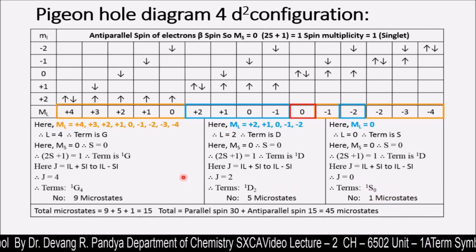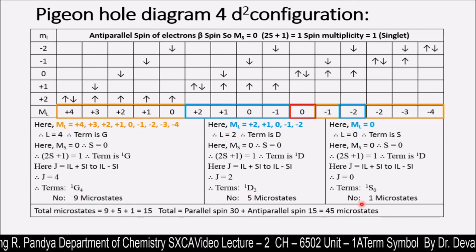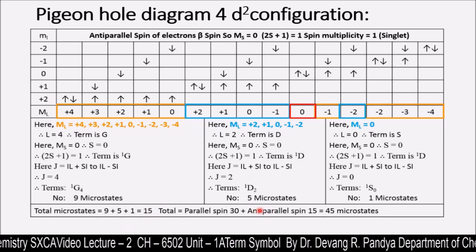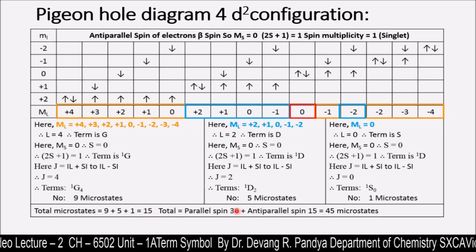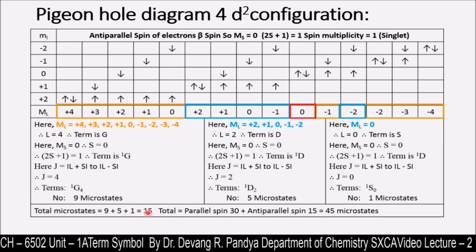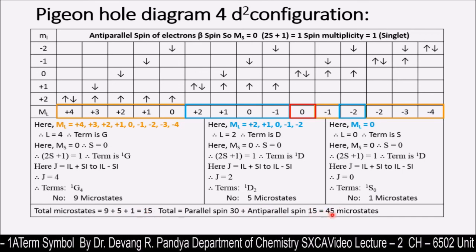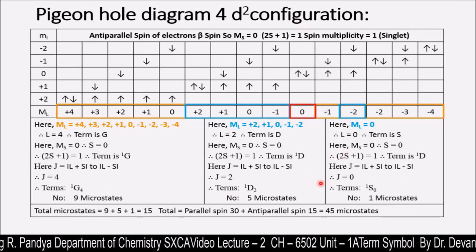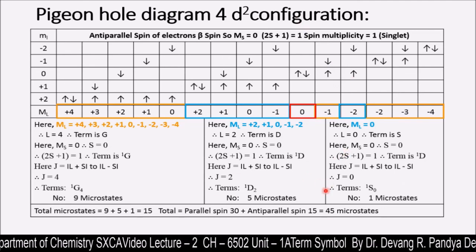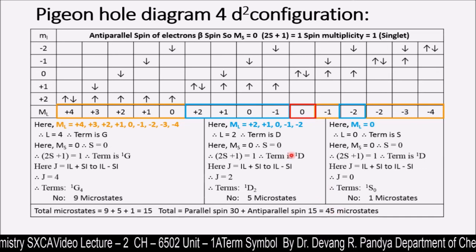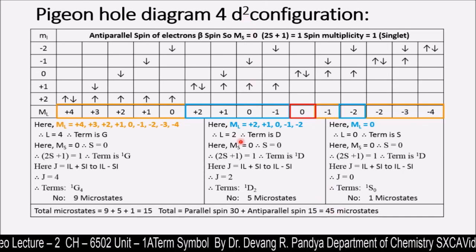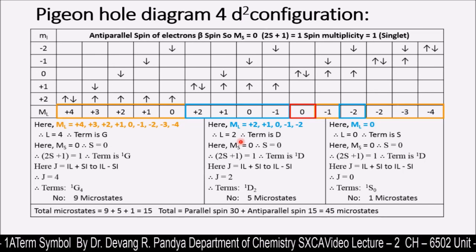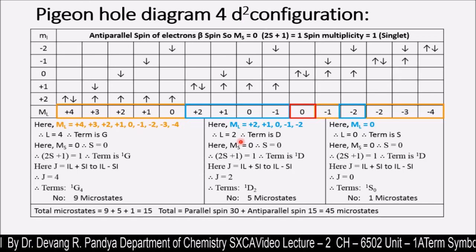Now let us consider 9 plus 5 plus 1, that is a total of 15, and for the parallel arrangement 30 is there in the above slide, and for the anti-parallel arrangement 15 is there here, a total of 45 microstates for the d2 configuration. We have assigned different sets of term symbols to these 45 microstates of the d2 configuration, and you can arrange them into increasing order of energy using Hund's rules 1, 2 and 3.